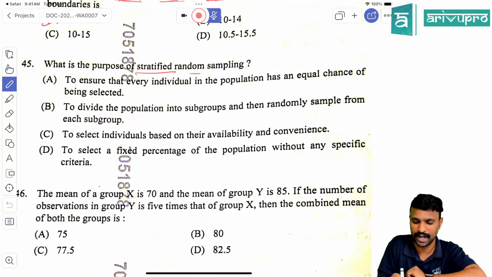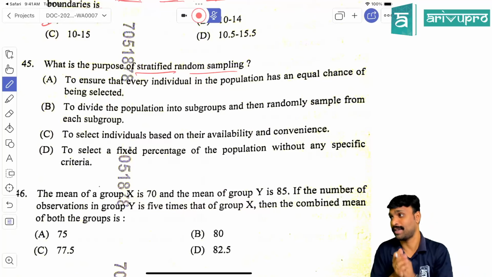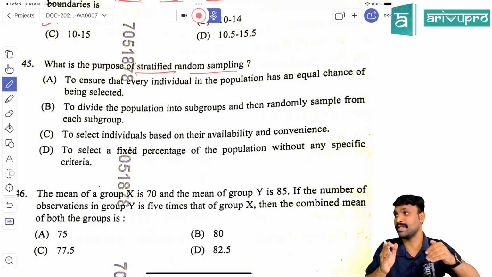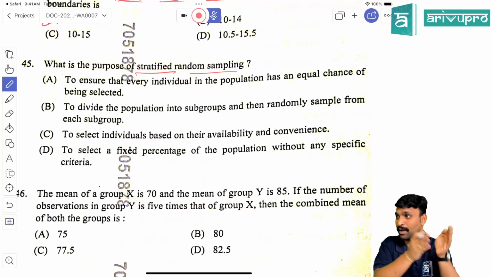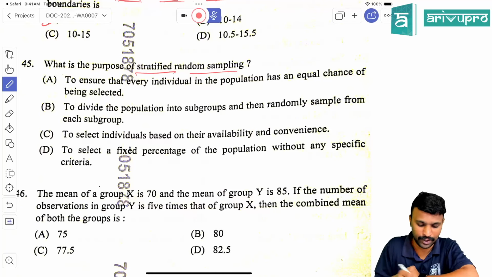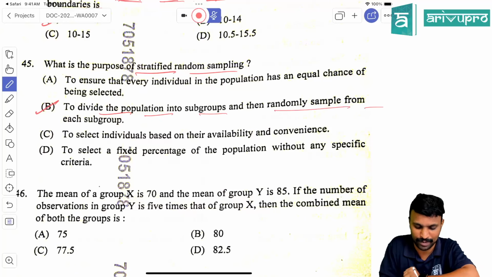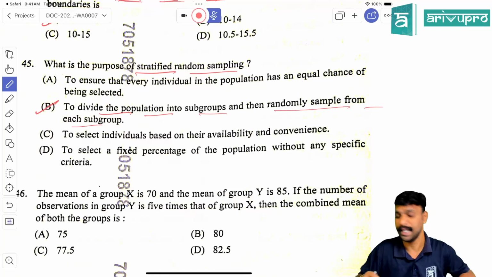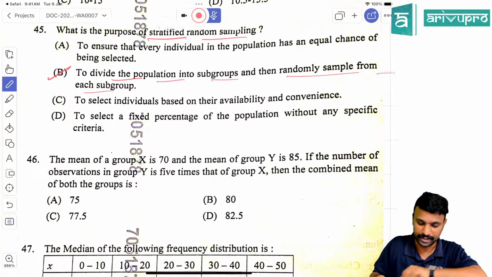What is the purpose of stratified random sampling? So guys, stratified random sampling means dividing the given set of data into number of groups, and from each group randomly you choose a data. So that is option B, to divide the population into subgroups and randomly choose a sample from each subgroup. That is stratified sampling. I have discussed this in the marathon.